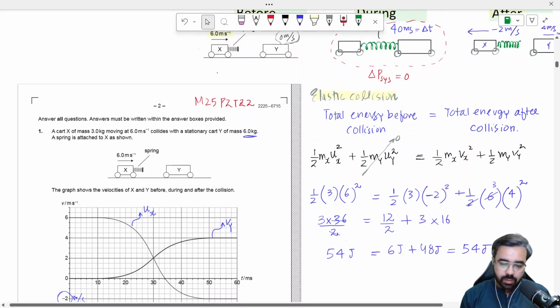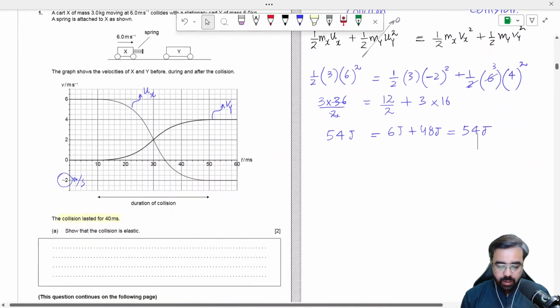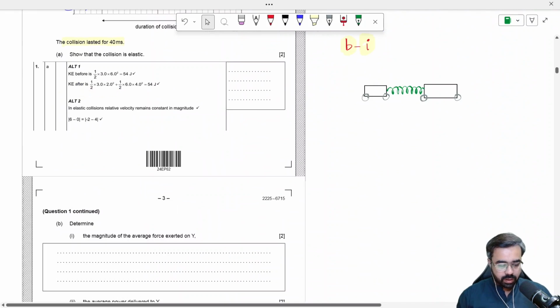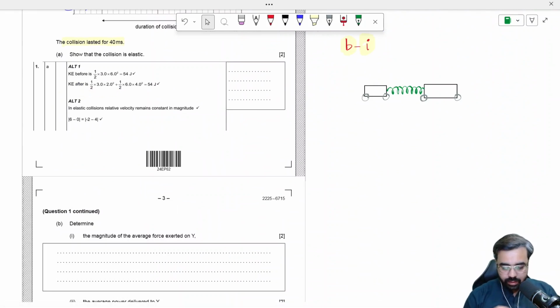So hence this collision was elastic. Now our next question: determine the magnitude of the average force exerted on y. Dear students, you see here that this is x and y, right?